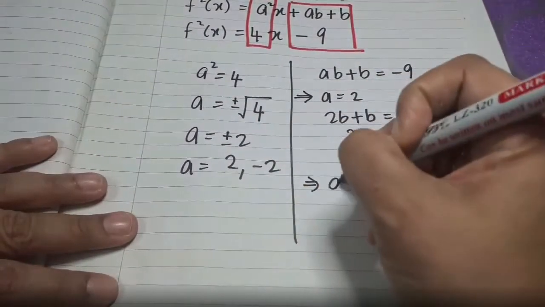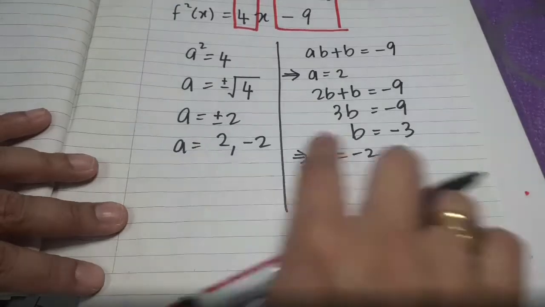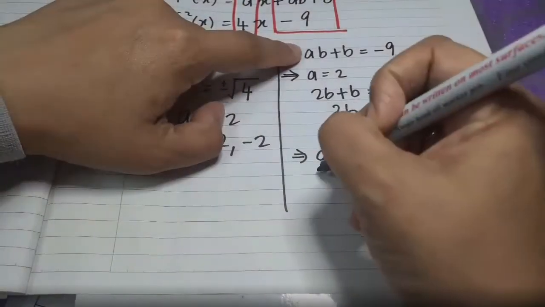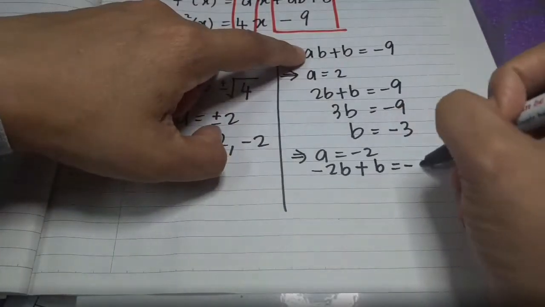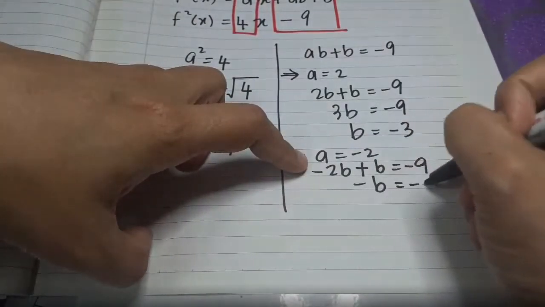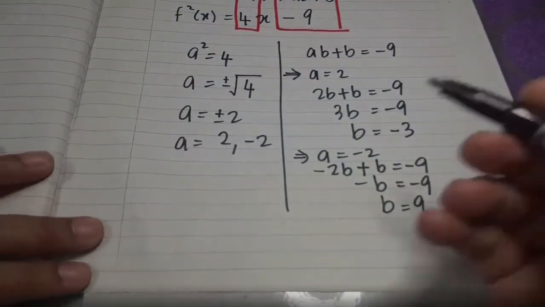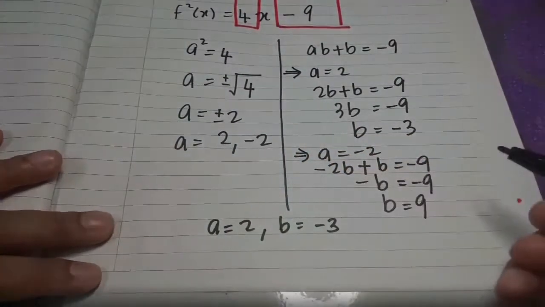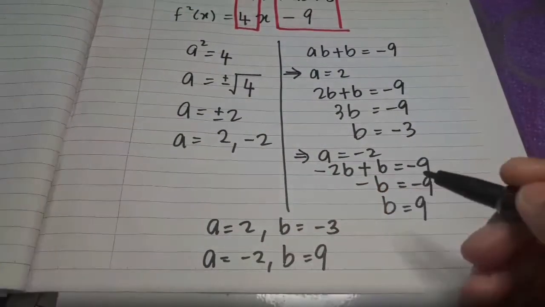If a equal to negative 2, we need to do both because we have two answers for a. So when a equal to negative 2, I substitute into this equation. So negative 2b plus b equal to negative 9. a, I substitute with negative 2. So become negative b equal to negative 9. So b equal to 9. Therefore, final answer, a equal to 2 and b equal to negative 3. And one more, when a equal to negative 2, b equal to 9.